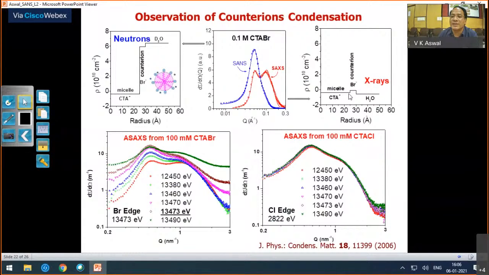But in this case, you can see you have clear contrast for the counterions compared to the medium and the core. So what is visible? This part is basically coming from the condensed counterions, and that gives you the thickness of this layer. For example, in this case, it was found to be around 5 angstrom thick around the micelle.